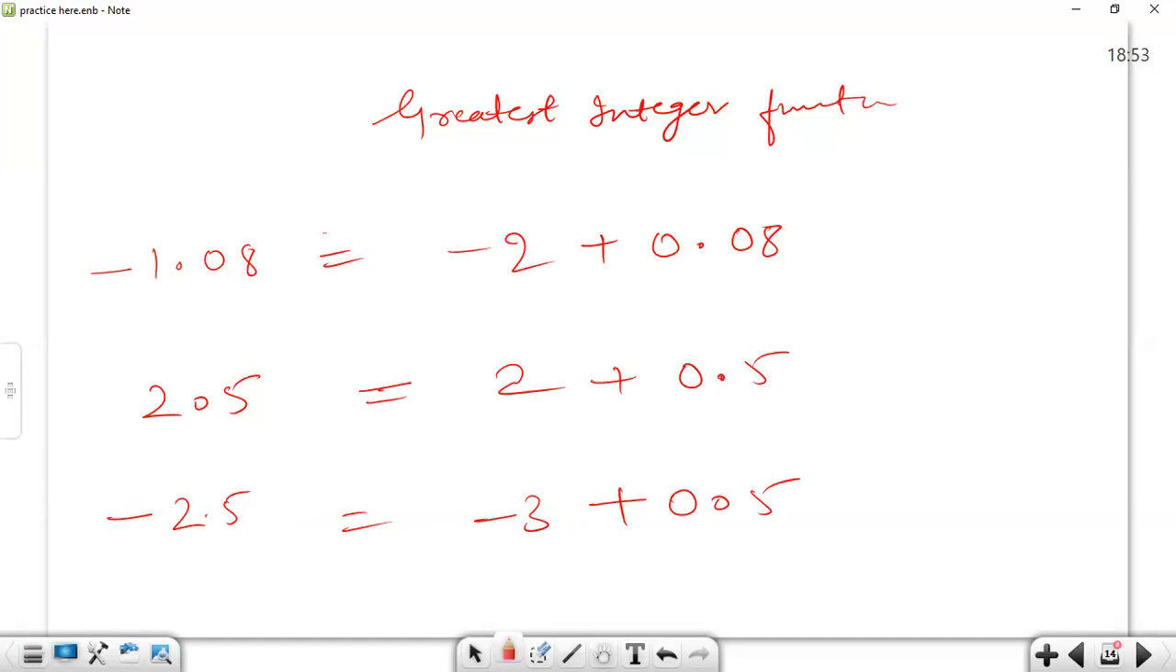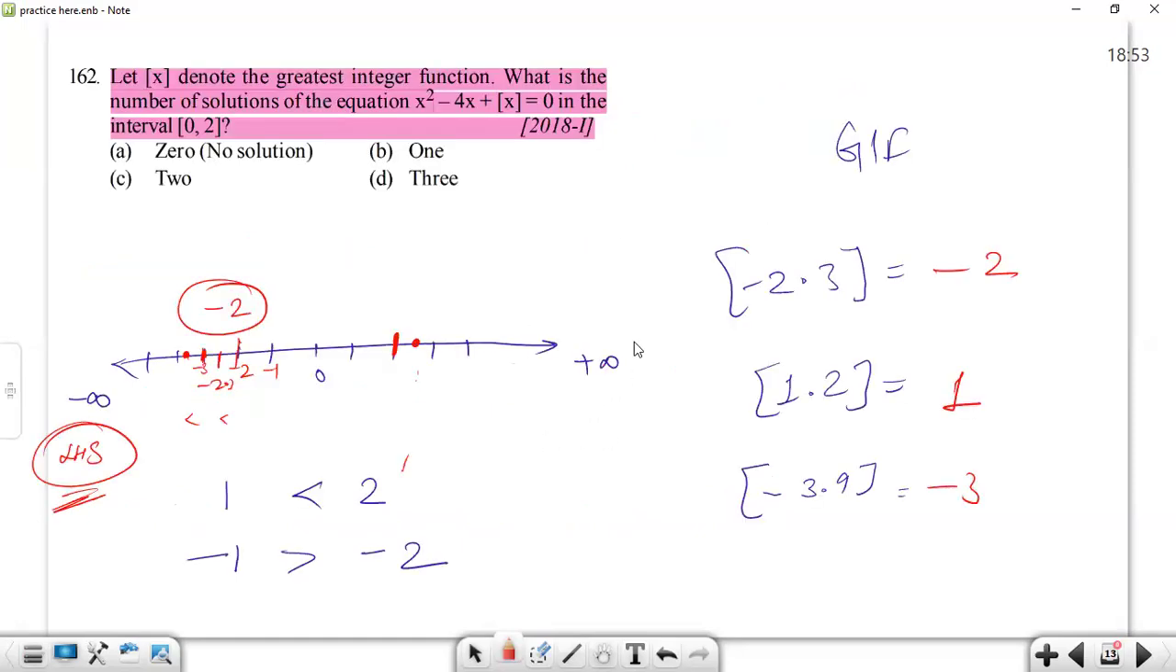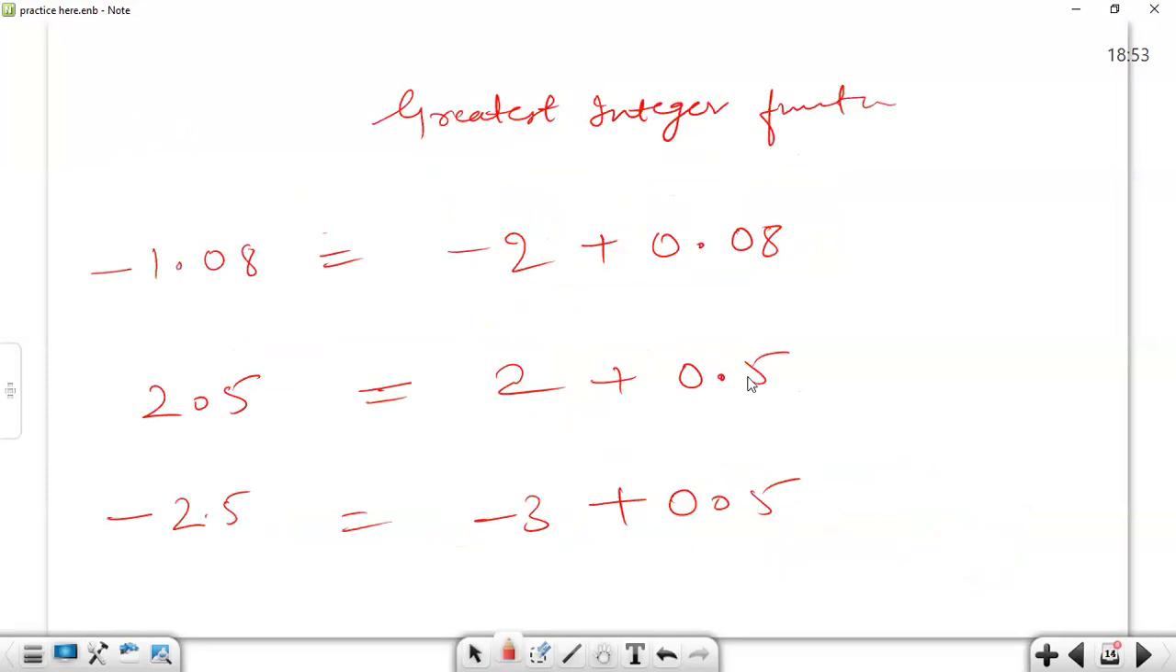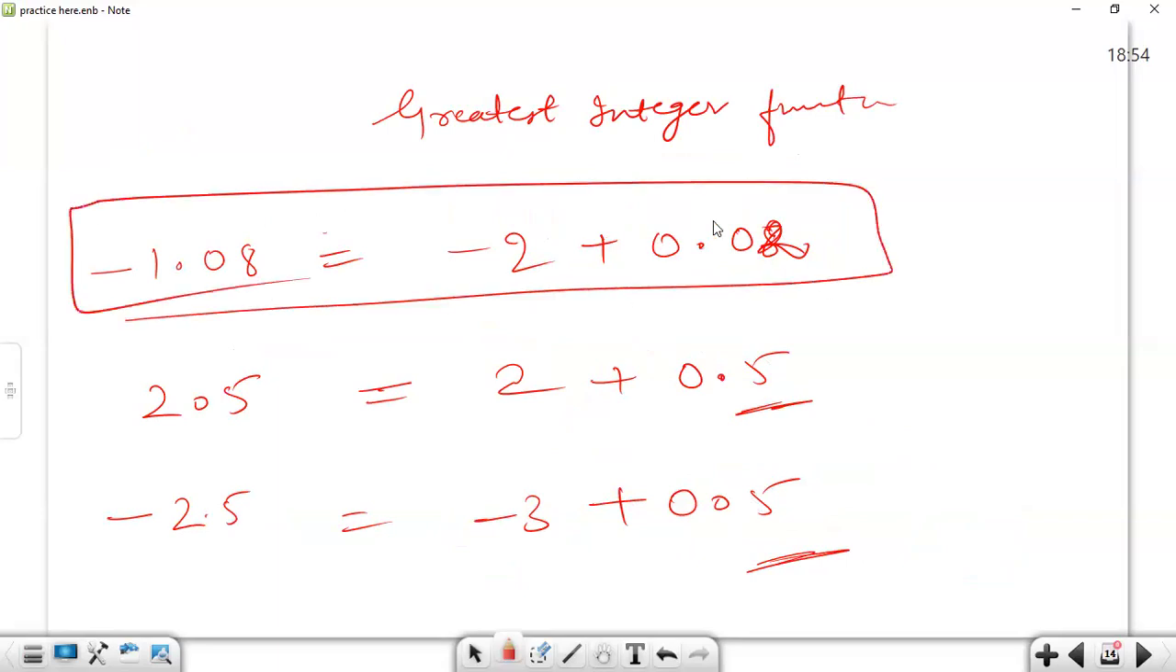Okay. Have we made any mistake? Yes, we have. Here there will be like 0.1. So here it will remain the same. So this is how it's going to be represented. This is the fractional value. This is the greatest integer value.